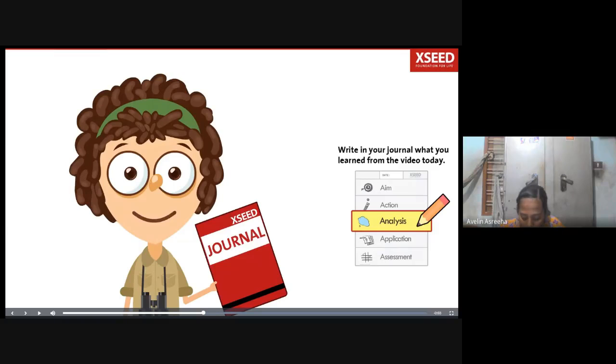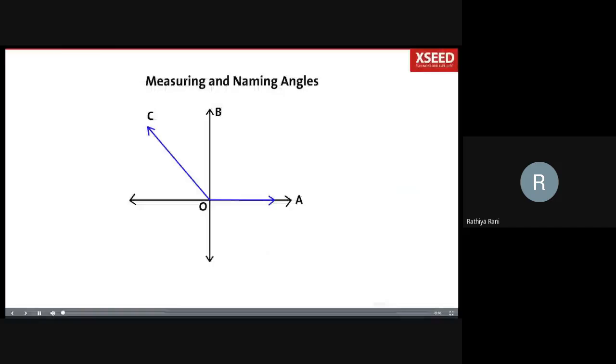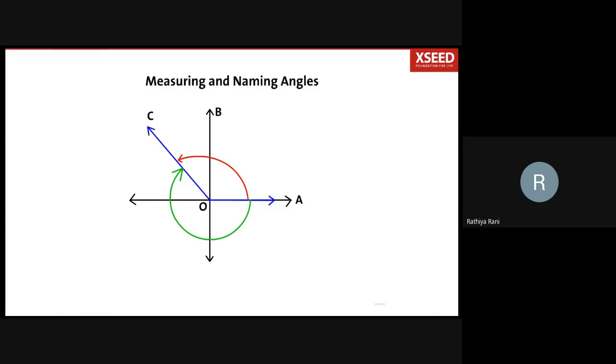From this video, I have learned how to measure the angle of different rotations such as clockwise and anti-clockwise. We should use the inner scale to measure clockwise and the outer scale to measure anti-clockwise, to measure and name it. Yes, very good. Today we learned to measure angles in both directions, clockwise and anti-clockwise, as required.